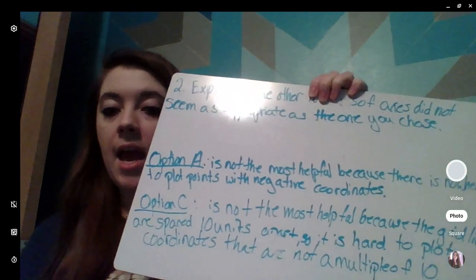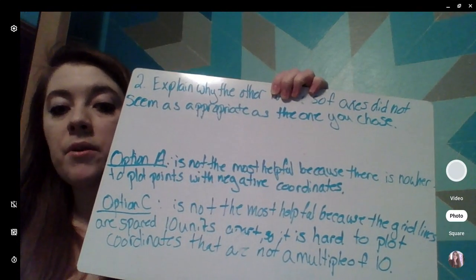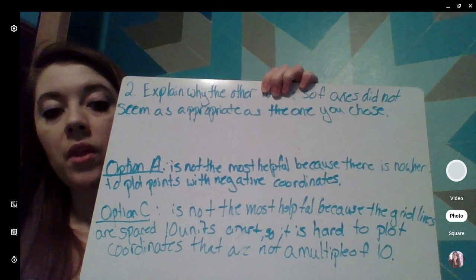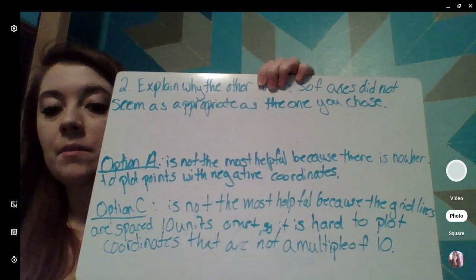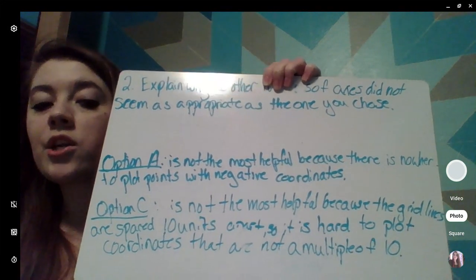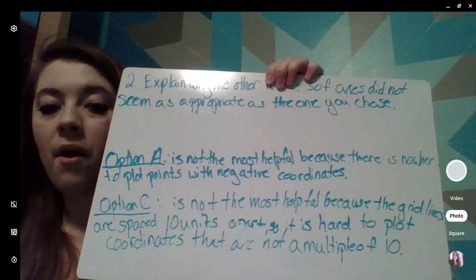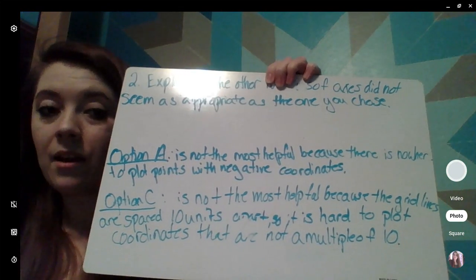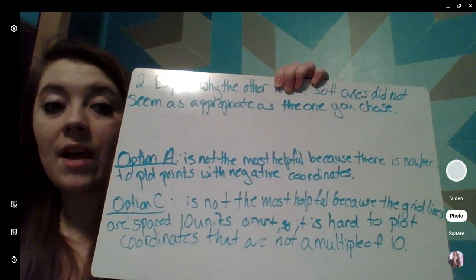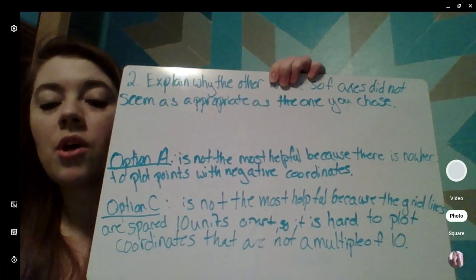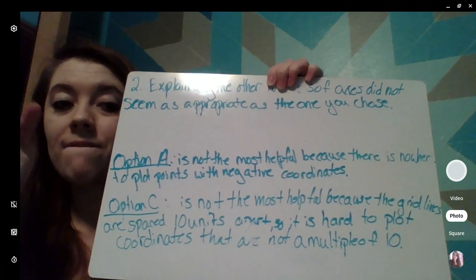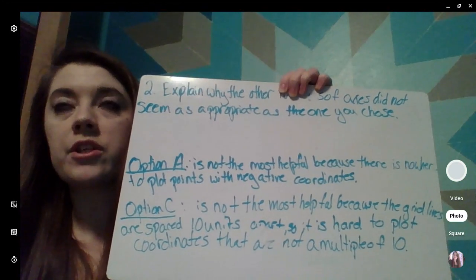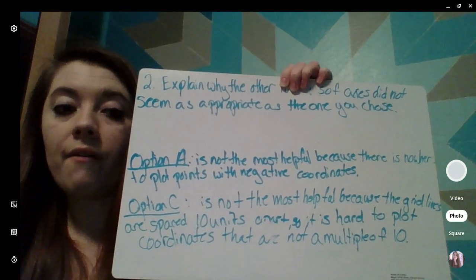So we've got option A was not the most helpful because there's nowhere to plot the points with the negative coordinates. And option C is not the most helpful because the grid lines are spread 10 units apart, so it's hard to plot coordinates that are not multiples of 10. So none of our coordinates were multiples of 10. They were all less than 10 even. So all of our values would have been contained in that very first little box of our graph. Well, first box and the lower box as well of our graph.